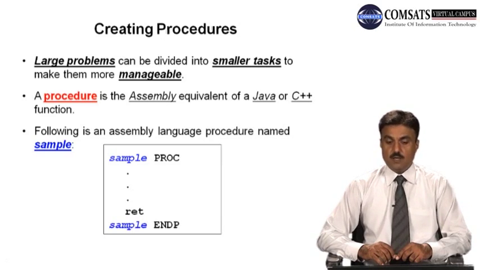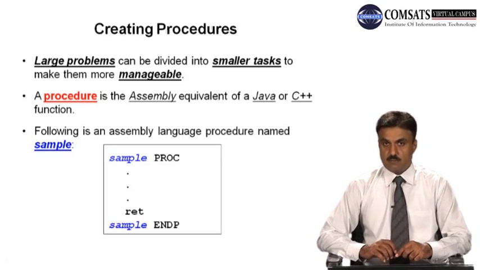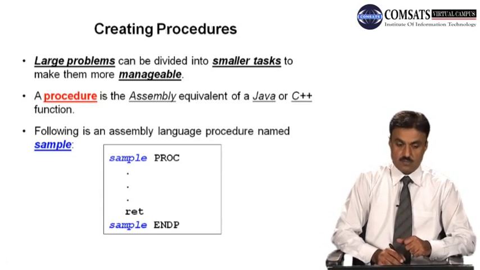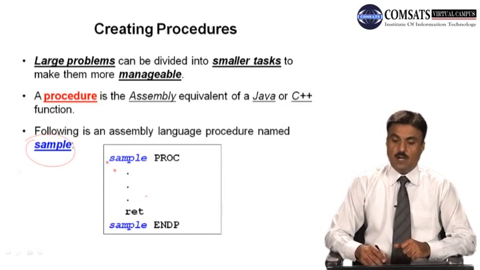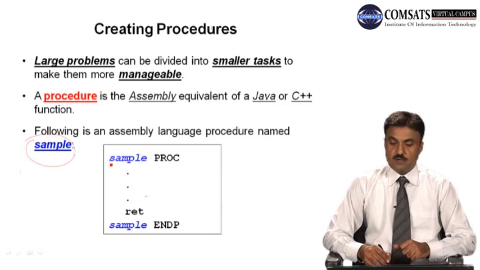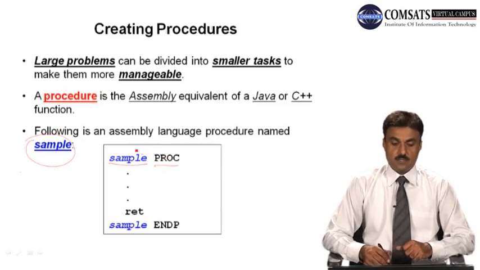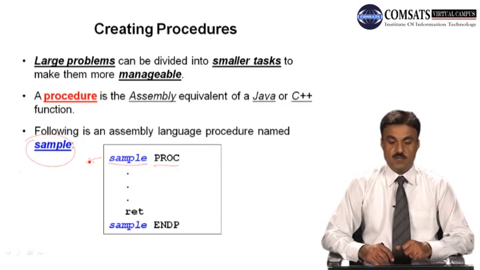Then next is a very simple example. This example demonstrates how we can create a procedure. For example, we are going to create a procedure whose name is sample. So this is the name of the procedure, sample. And if we want to create a procedure, first we will write the name of the procedure and the keyword PROC, P-R-O-C. This statement is the starting point, where our procedure starts.